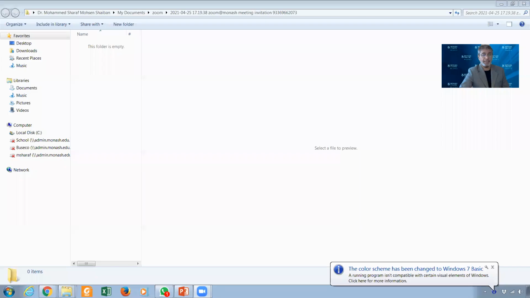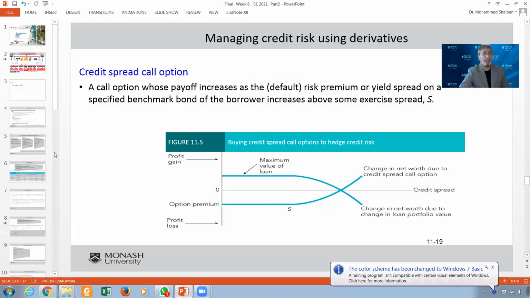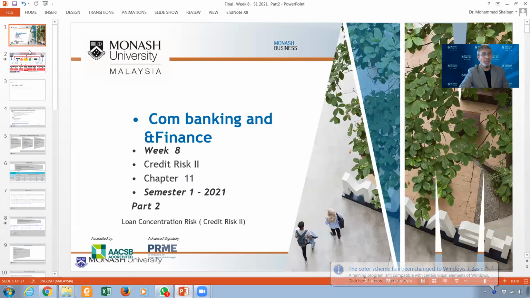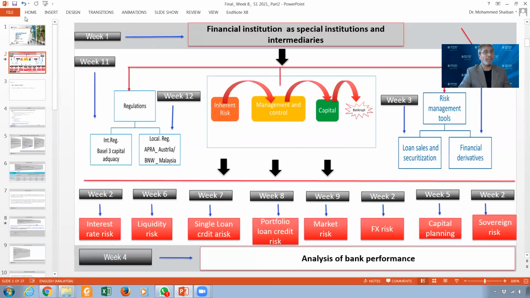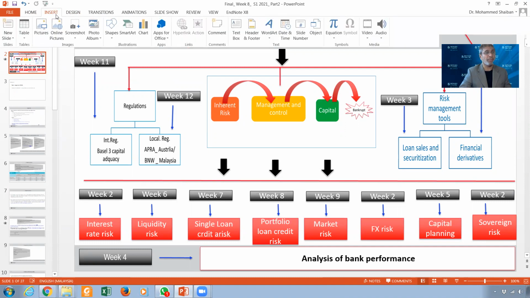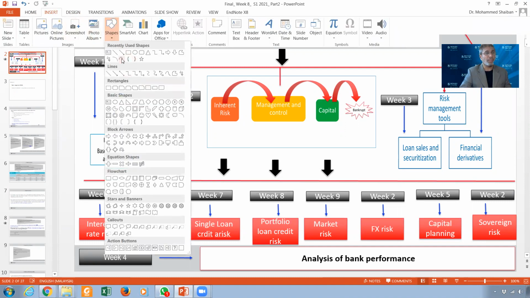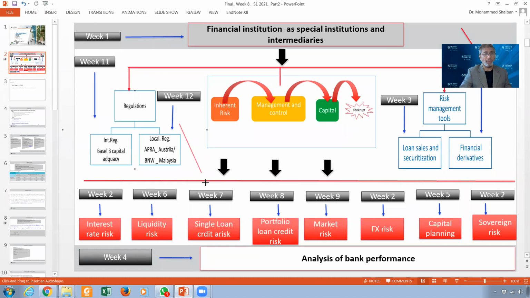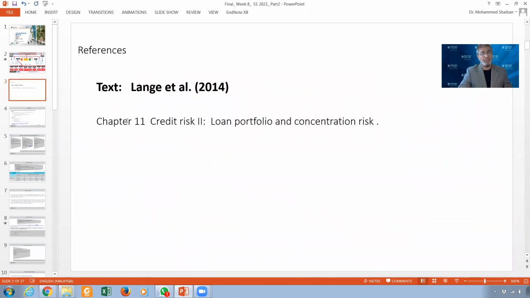So we are talking about this part, which is part 2. As you can see now, we are working in this area. As I said before, this is just a map, as you know. We are talking about this area, which is portfolio risk. Actually, we are about to end the semester, as I said before. And in this part we are mostly talking about some modeling. Now, where to find this? It's actually in chapter 11, credit risk 2, loan portfolio and concentration risk.